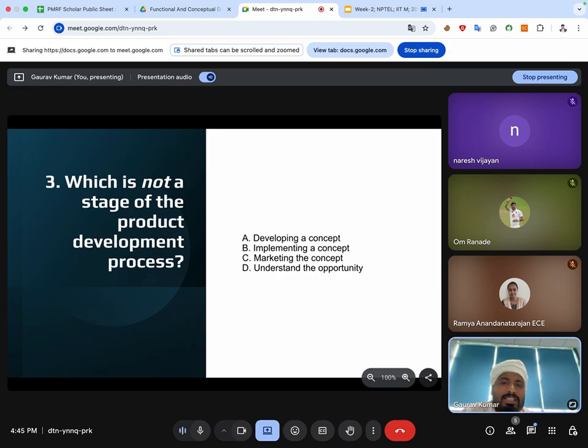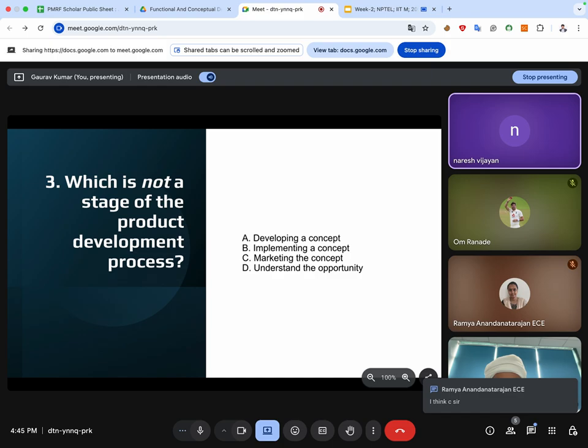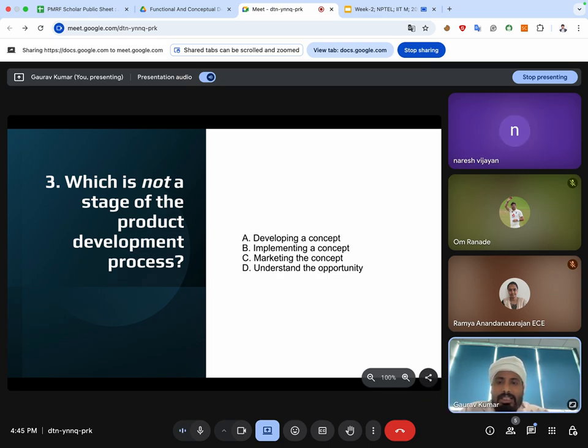Question number 3, which is not a stage of product development? Marketing the concept. Okay, Ramya ma'am is saying C, Om is saying option C, right? Yes. So the correct answer is option C, because marketing is important, but it is not considered a core design development stage in the structured engineering process, right? So C is the right answer.